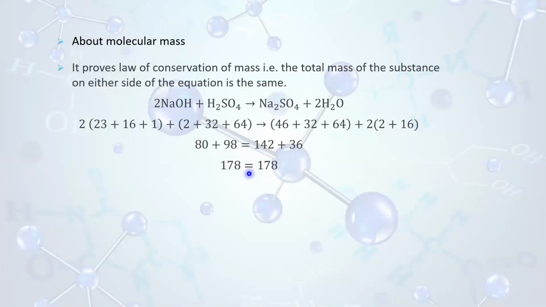Total, on the reactant side, we will get 178 as the total mass, and on the product side also 178. That means the total mass of the reactants is equal to the total mass of the products, or the mass of the substances remains the same after the reaction also. What does it mean? It means that it obeys the law of conservation of mass.